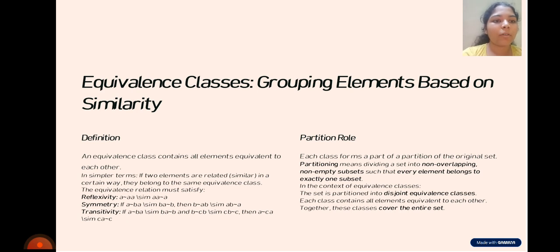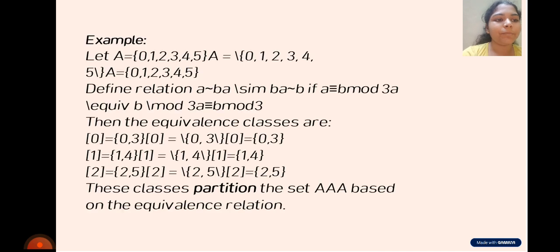Partition rule: each class forms a part of a partition of the original set. Partitioning means dividing a set into non-overlapping, non-empty subsets such that every element belongs to exactly one subset. In the context of equivalence classes, the set is partitioned into disjoint equivalence classes. Each class contains all elements equivalent to each other. Together, these classes cover the entire set.